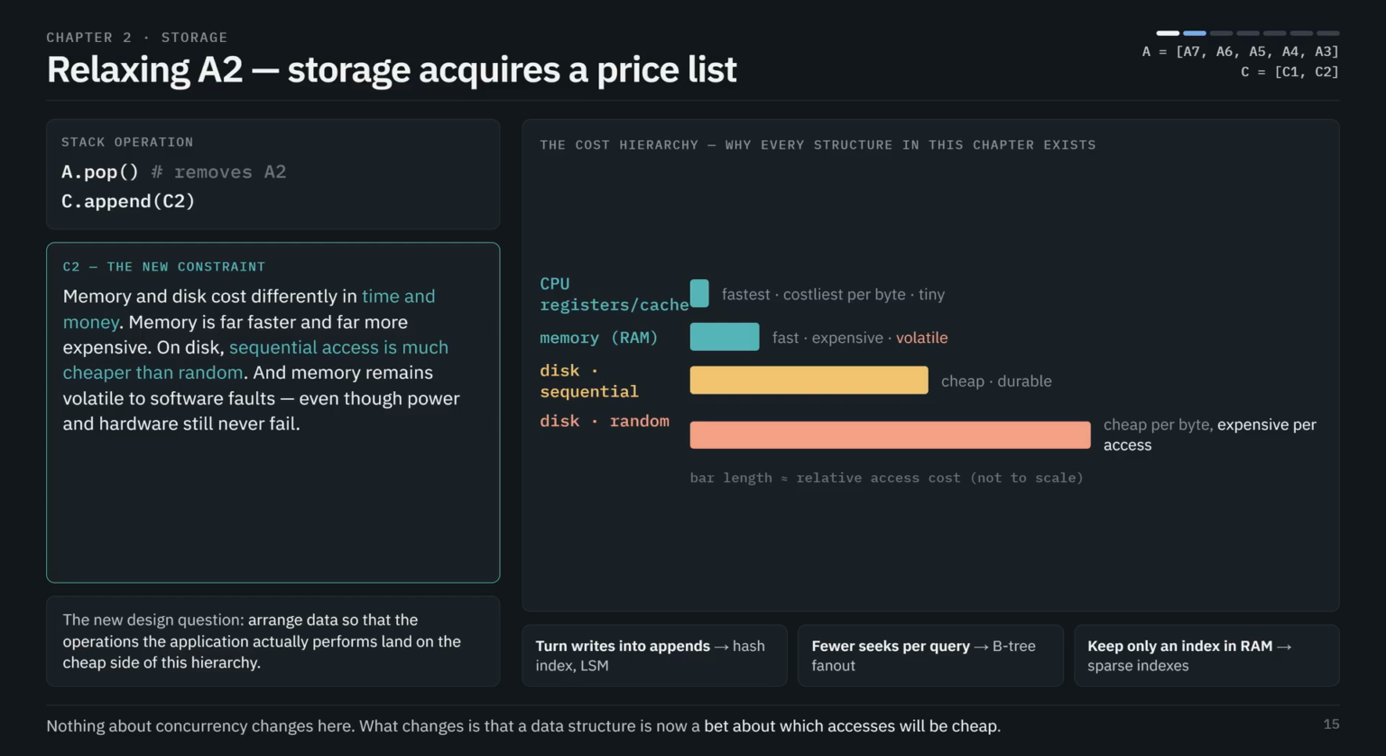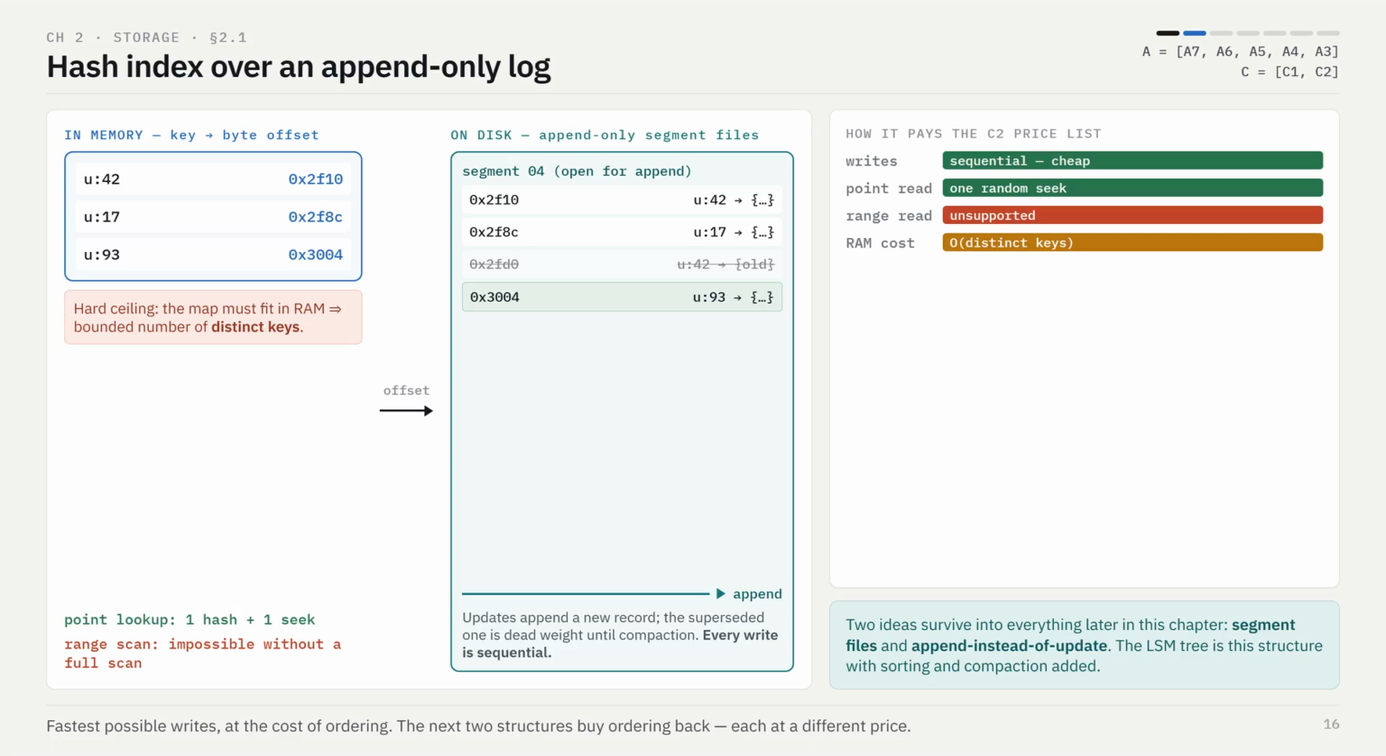So the new design question is this: how do we arrange and place data so that the operations an application actually performs land on the cheap side of that hierarchy? Three families of answer follow immediately. Turn writes into appends, so they're always sequential. Reduce the number of seeks per query by putting more keys in each unit you fetch, or keep only an index resident in memory and leave the bulk on disk. Each of the structures we are about to see is one of those bets. Let's start with the simplest.